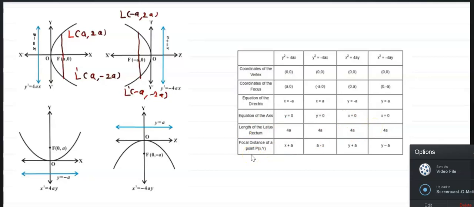The focal distance is x plus a, minus x plus a, y plus a, and y minus a.